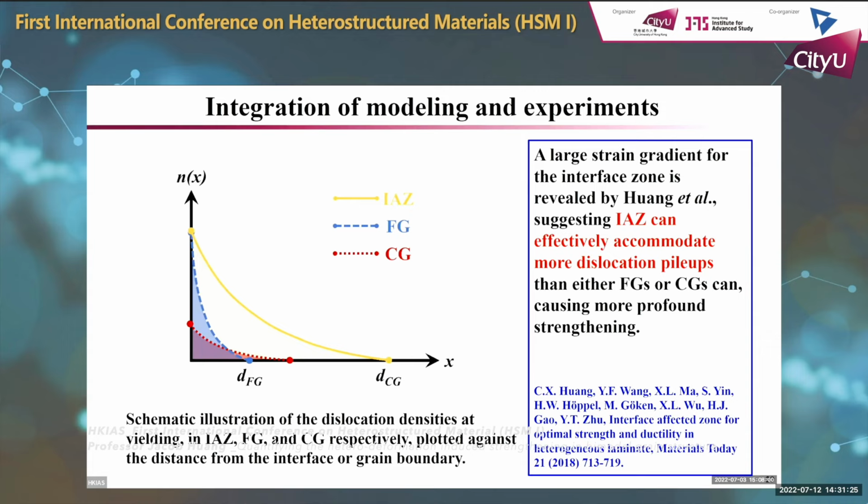Here we show the spatial distribution of the dislocation density in three zones. One is the IAZ zone, one is the fine grain zone, one is the coarse grain zone. And this has been proposed by Huang and his co-author in 2018. And all the results show that our large strain gradient for the interface zone, IAZ, can effectively accommodate more dislocation pile-ups than either the fine grain or the coarse grain can, causing more profound strengthening by the IAZ zone, which was not considered years ago.